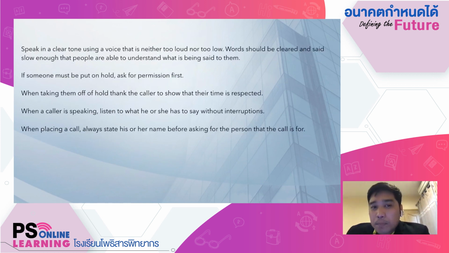Next rule. Speak in a clear tone using your voice that is neither too loud nor too low. Words should be clear and said slow enough that people are able to understand what is being said to them. So, just for short, speak in a clear voice and volume. Okay, just like what I'm teaching you now, I am using my words, my volume good enough for you to hear, for you to understand.